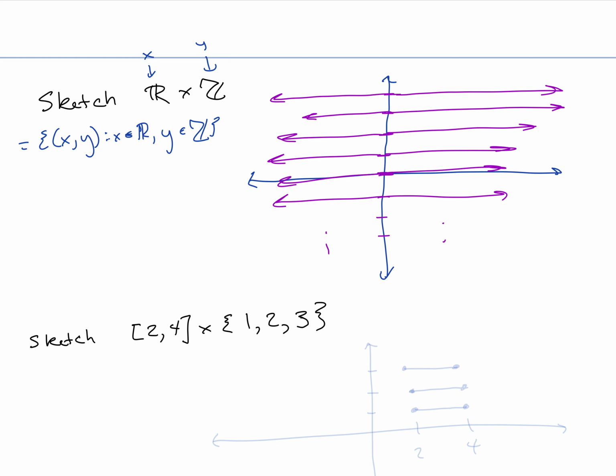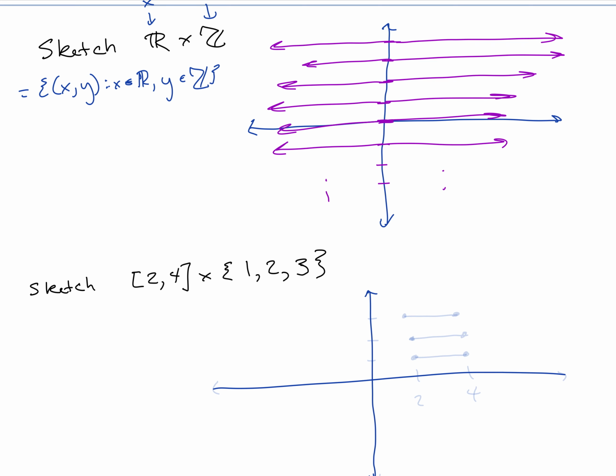For the next one, we want to sketch the closed interval 2, 4 crossed with, or the Cartesian product with, the set containing 1, 2, and 3. So here we've got something kind of similar. Our x values can be over the interval from 2 to 4. Our y values are at 1, 2, and 3. So our really basic sketch here would be a bunch of horizontal line segments. And this would be our set as a sketch.